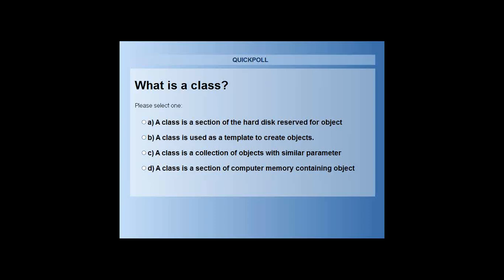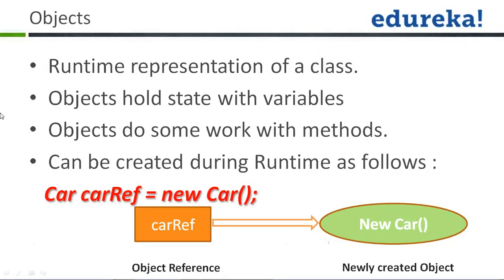67% of the people say that the second answer is correct, and 25% of the people say that the third answer is correct. 8% say that the fourth answer is correct. And the correct answer is the third one, that is, the 25% people are correct. A class is a collection of objects with similar parameters. If the third option was not present in the question, then the second option could also be correct, right? But right now, since the third option is present, it will be the right answer. Mohsin says yes, I'm in 25%. That's good. So I hope you have understood it.